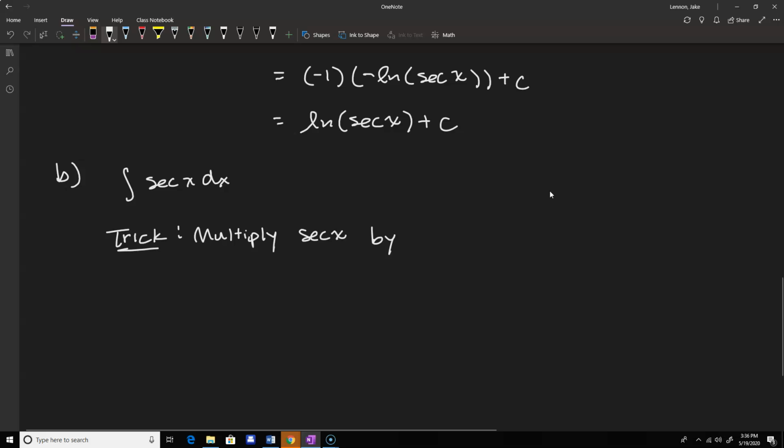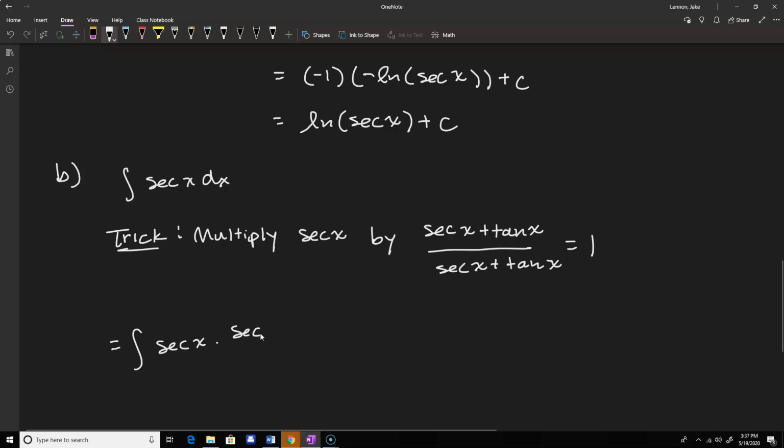But the clever form of 1 is secant of x plus tangent of x over secant of x plus tangent of x, right? And this expression is actually equal to 1. So what does that do for us? Let's go ahead and see. So then our integral becomes the integral of the secant of x times secant x plus tangent x over secant x plus tangent x.